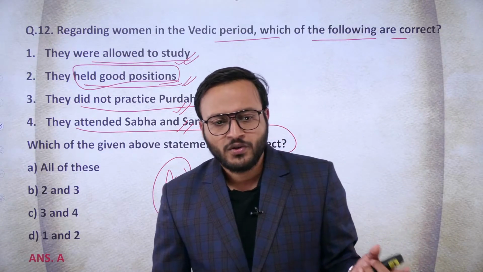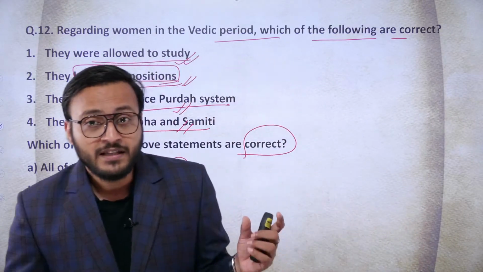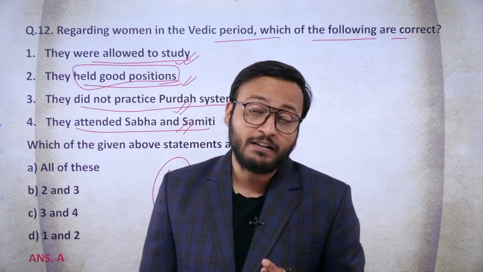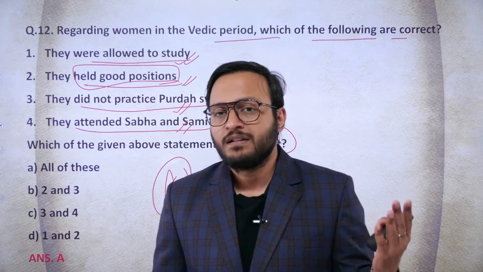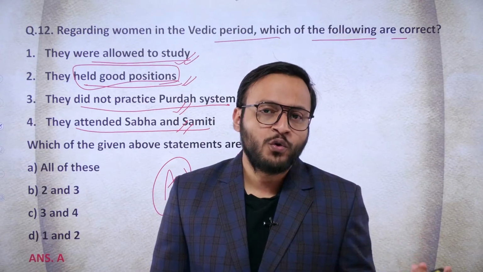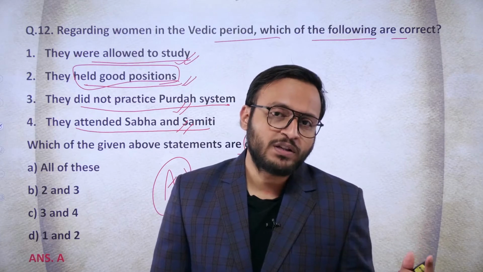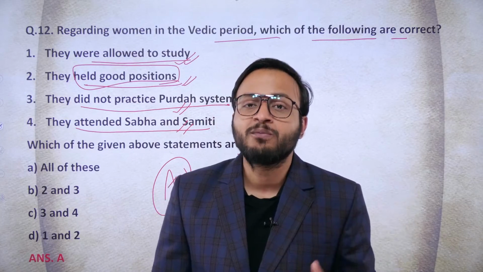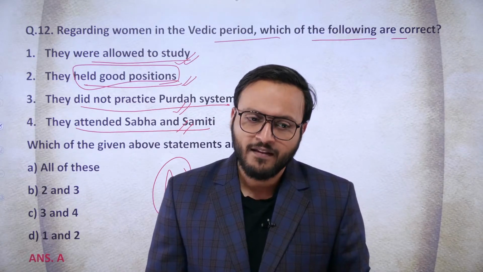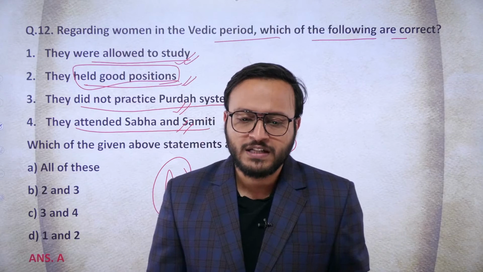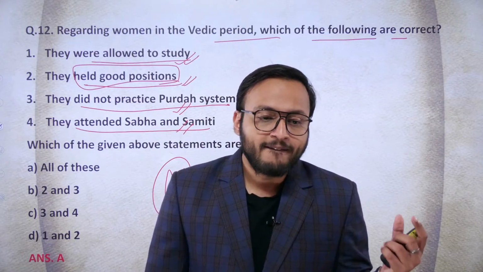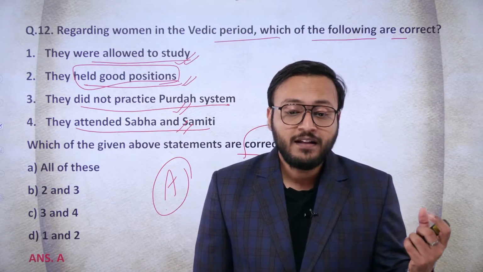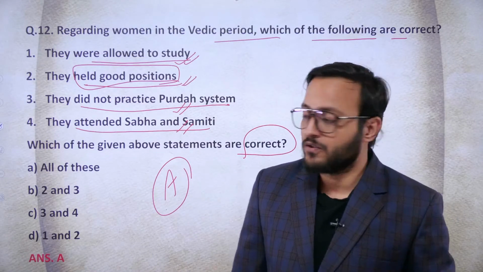Not just that, even in the period of Vedas, the various women scholars like Gargi, Maitreyi, Ghosha, Apala, Lopamudra, right, all these indicate that their social position was very good. Okay, they were allowed to study, of course they were allowed to study, and they did not practice the Parda system, of course.